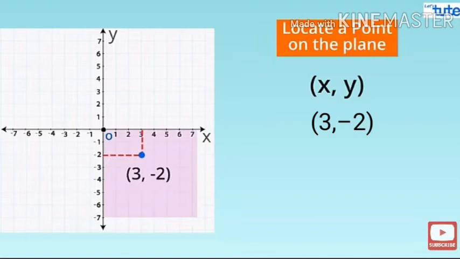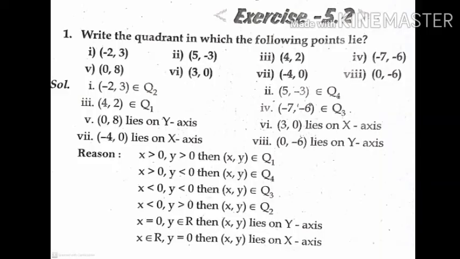It belongs to the fourth quadrant since 3 is positive and -2 is a negative integer. Now we will start exercise 5.2 problems. First question, write the quadrant in which the following points lie. First, (-2, 3). It belongs to the second quadrant because -2 is negative and 3 is positive. So it belongs to quadrant 2.